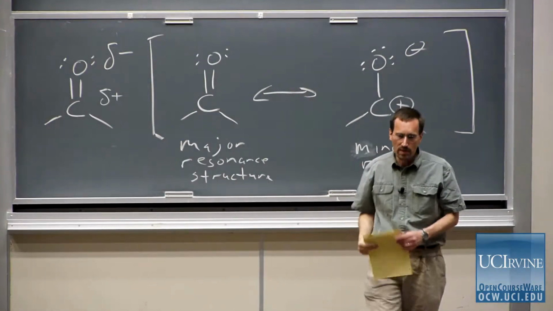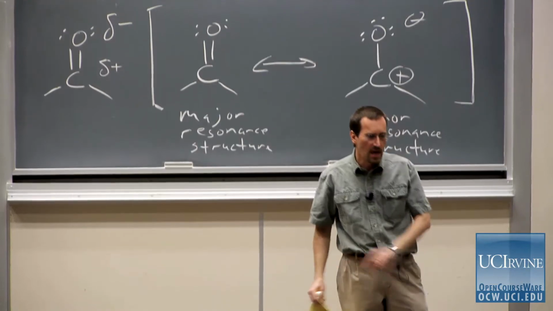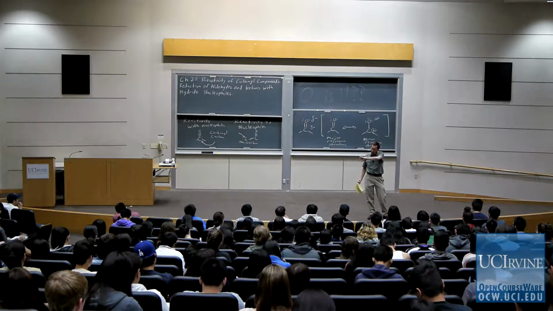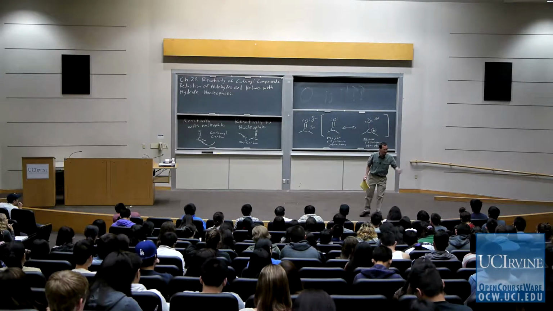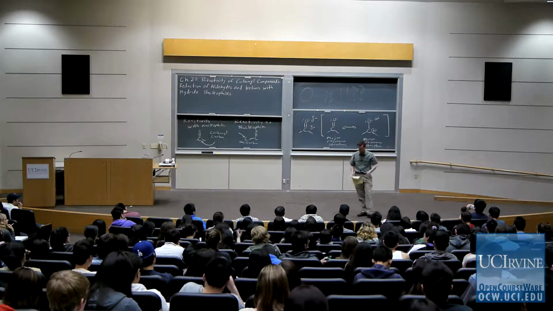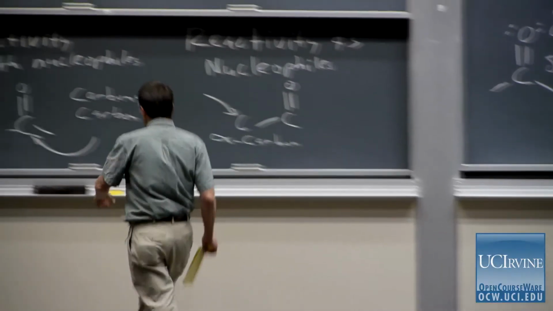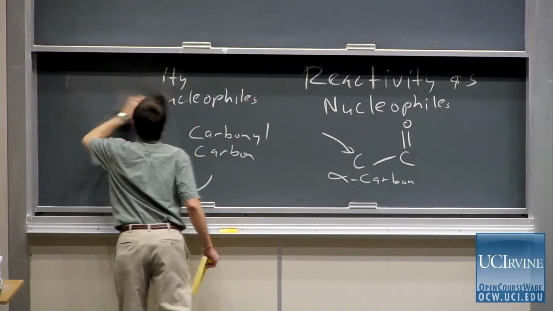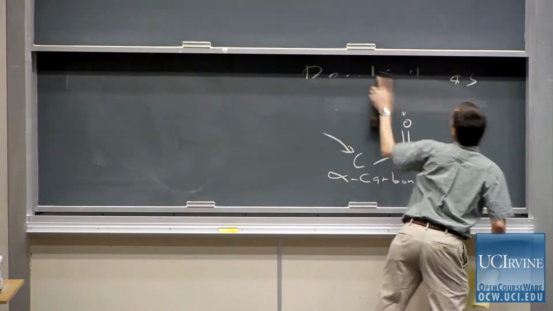It's not an equilibrium arrow, which is two arrows pointing in opposite directions. And it's not a flow of electrons where we draw an arrow originating at electrons and flowing to something that wants them. In other words, originating at the nucleophile and flowing to the electrophile. And that actually brings us to our next element of reactivity, and that is the reaction with nucleophiles.